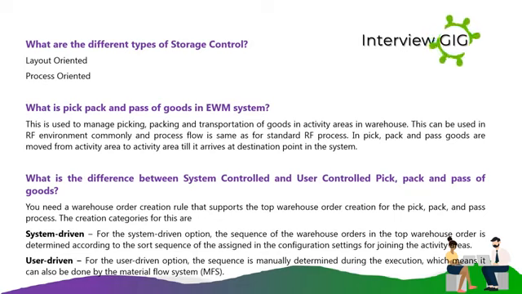For the system-driven option, the sequence of the warehouse orders and the top warehouse order is determined according to the sort sequence of the assigned and the configuration settings for joining the activity areas. For the user-driven option, the sequence is manually determined during the execution, which means it can also be done by the material flow system, MFS.